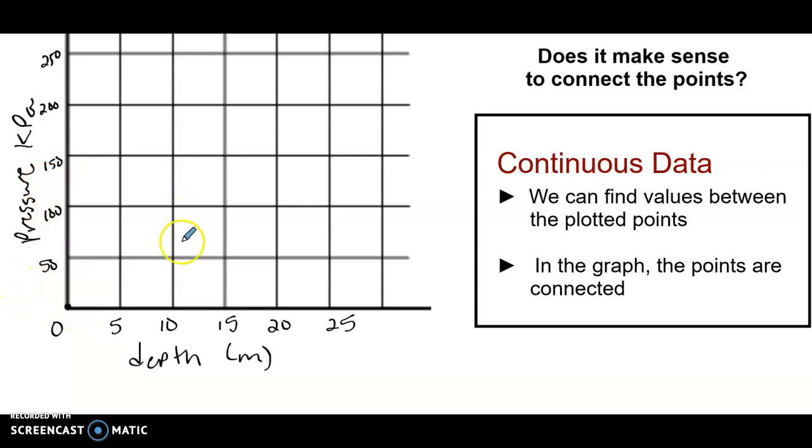That's important. So the diver started at the surface of the water, so that's 0. At 5 meters, the pressure was 50 kilopascals, and we can plot our points. 20 and 200. And then we look at the graph and we say all of the points lie in the same straight line. So the data is linear.